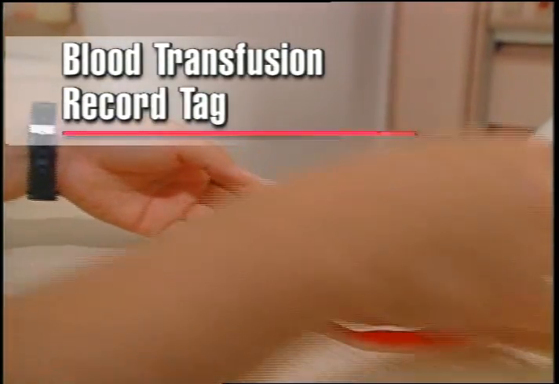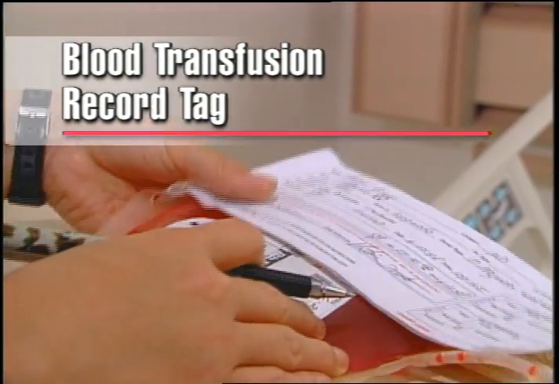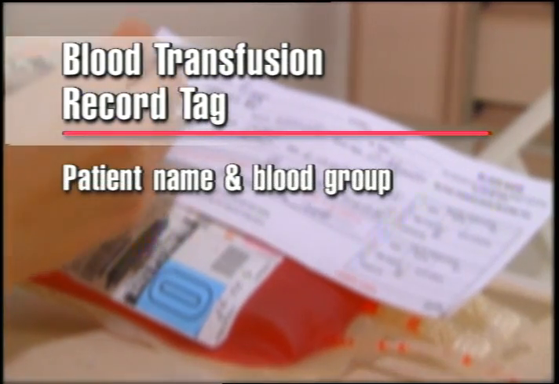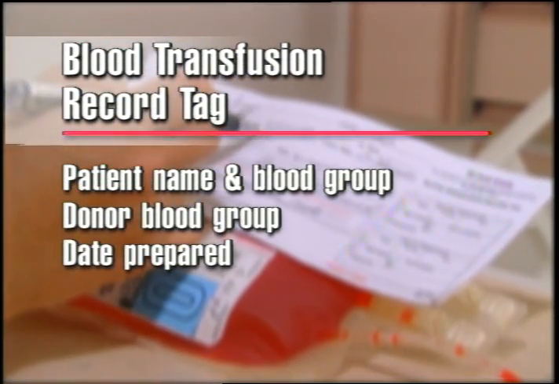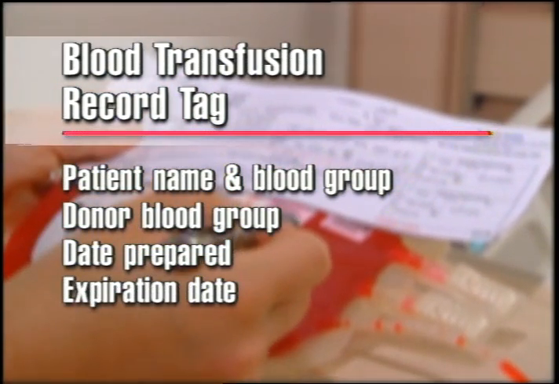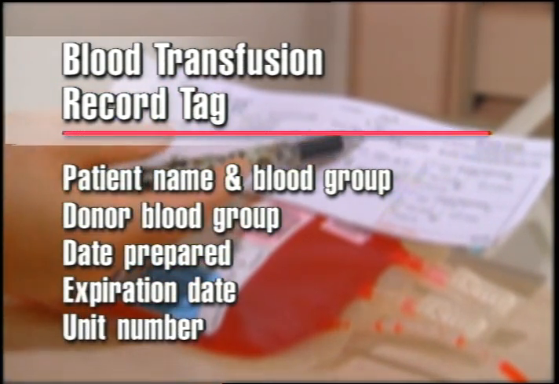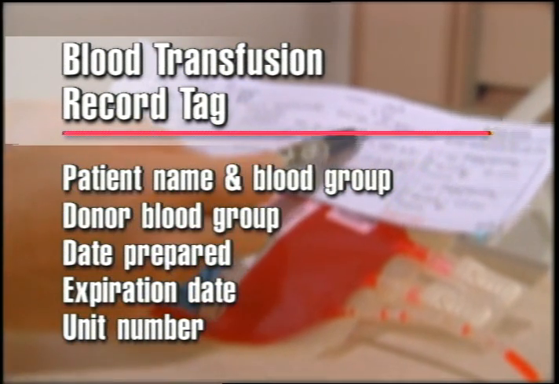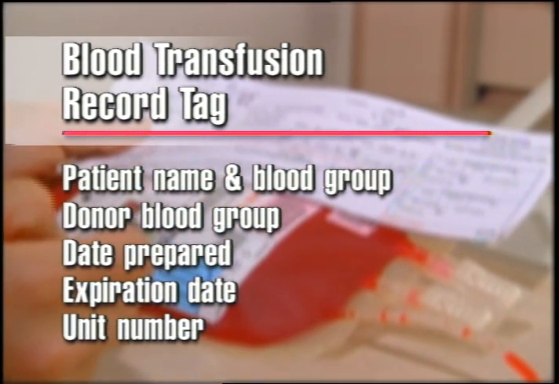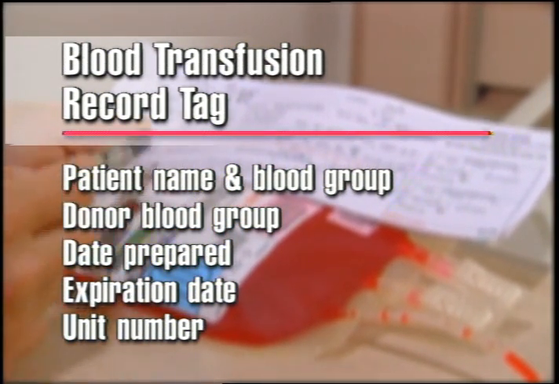Do not remove the blood transfusion record tag from the unit. On it is printed the patient's name and blood group, the donor's blood group, the date the blood component was prepared, the date it expires, and a unit number. The same information is on the unit bag it's attached to. You'll need this information as you make your final ID check.